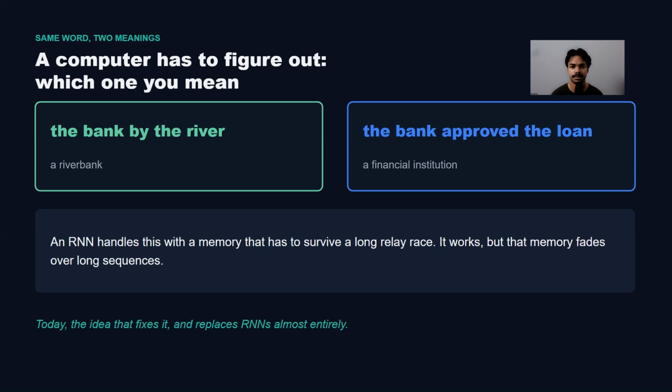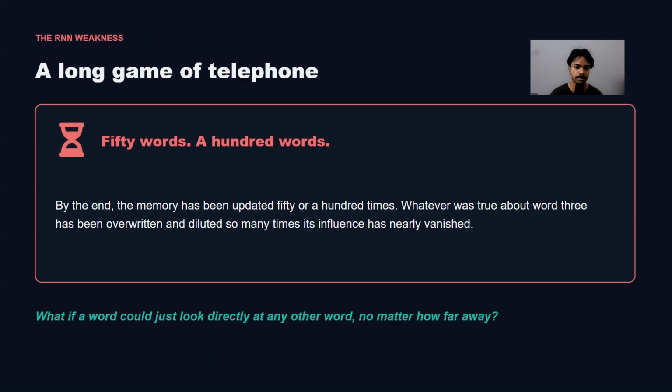Remember how an RNN works. Read a word, update the memory, pass it forward. Read the next word, update the memory again, step by step, all the way till the end. Here is the problem though. Imagine a very long sentence, 50 words, 100 words. By the time the RNN reaches the end, the memory has been updated 50 or 100 times. Whatever was true about word number 3 has been overwritten, diluted, and blended so many times that its influence has nearly vanished. It is exactly like a long game of telephone. The message at the end barely resembles the message at the start.